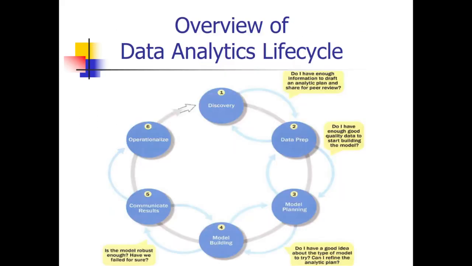Next one, this is the overview of the data analytics life cycle. First of all, in the discovery phase, what is the actual purpose of this? Do I have enough information to draft an analytic plan and share it for peer review? If yes, then I can go with this discovery. After completion of that, the same data is going to be prepared. So here also I have a question: do I have enough good quality data to start building the model? If yes, then it will go for model planning. Otherwise, it is going to be refined. Then from model planning, do I have a good idea about the type of model to try? Can I refine the analytics space?